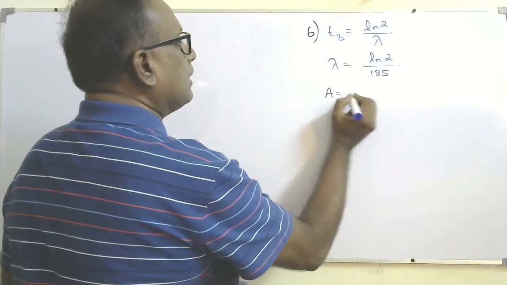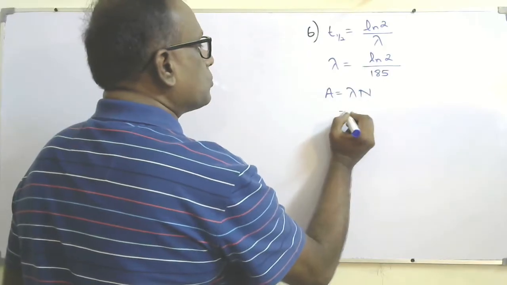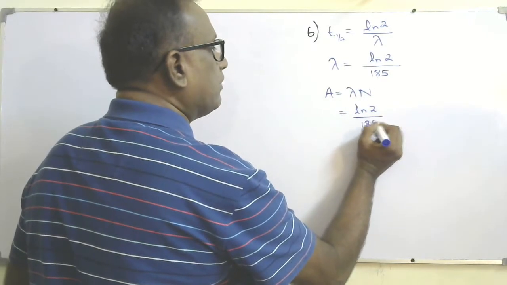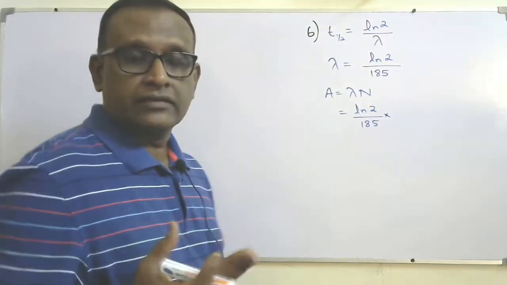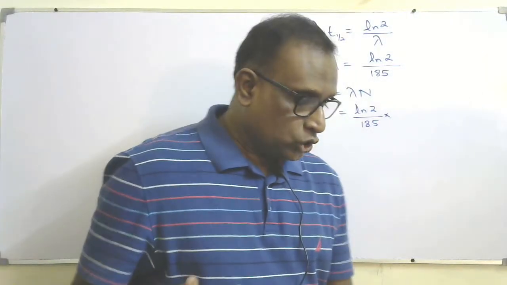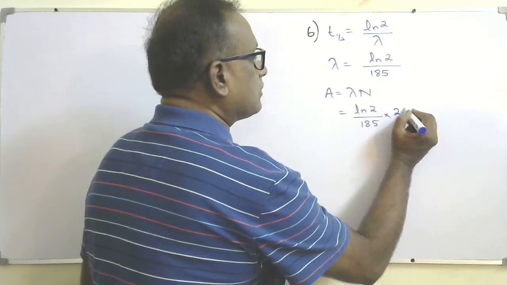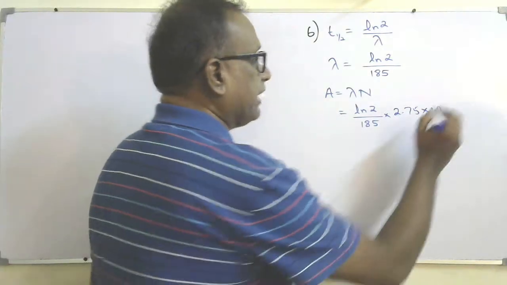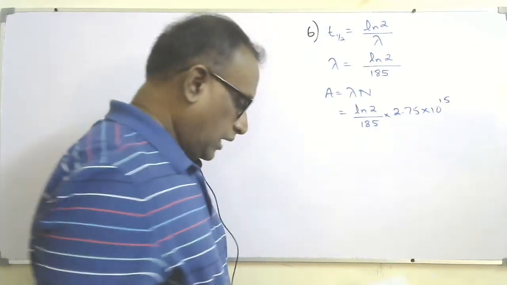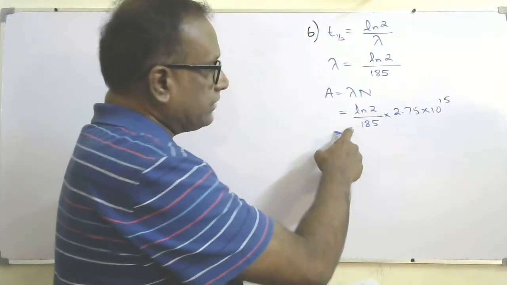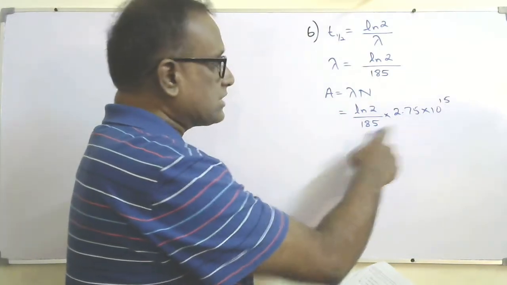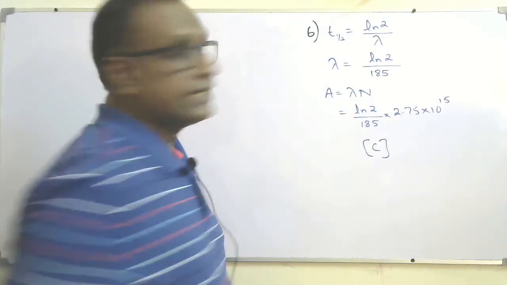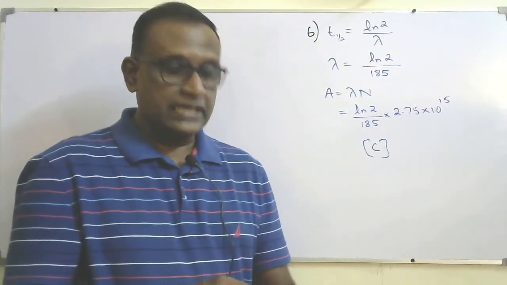So A = λN. So that is ln2 over 185. And the unstable nuclei are the radioactive nuclei, that is 2.75 × 10^15. So the answer is given this one, ln2 times 2.75. So that is the correct answer C. Question number 6, correct answer C.